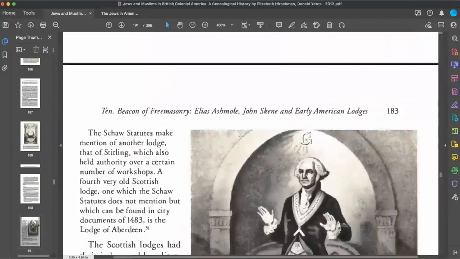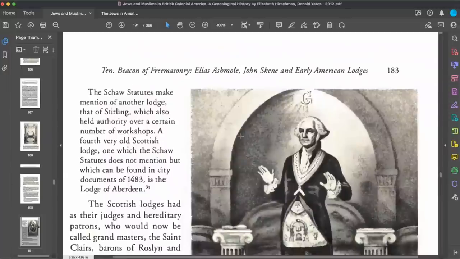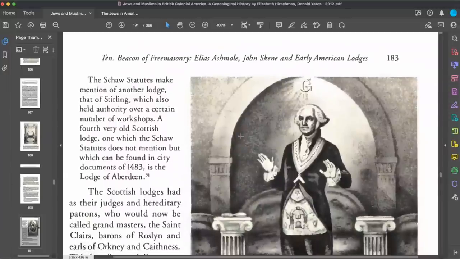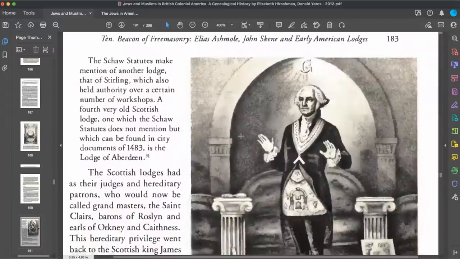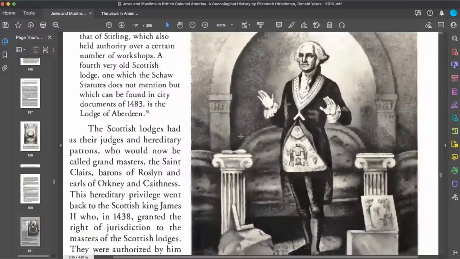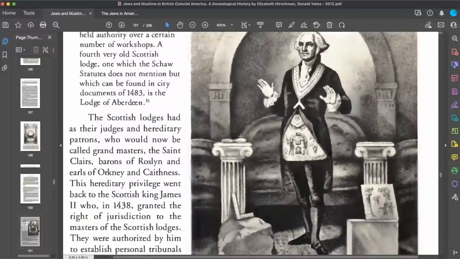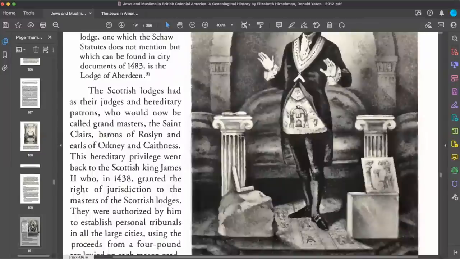The Shaw Statutes make mention of another lodge, that of Stirling, which also held authority over a certain number of workshops. A fourth very old Scottish lodge, one which the Shaw Statutes do not mention, but which can be found in city documents of 1483, is the Lodge of Aberdeen. The Scottish lodges had, as their judges and hereditary patrons, who would now be called Grand Masters, the St. Clairs, Barons of Roslin, and Earls of Orkney and Caithness, right?